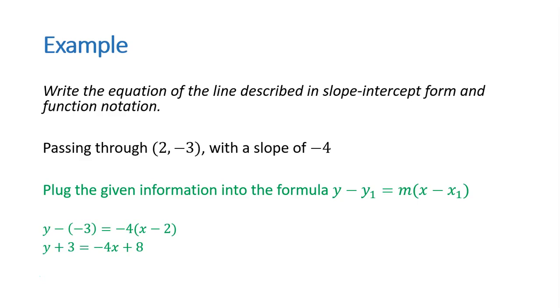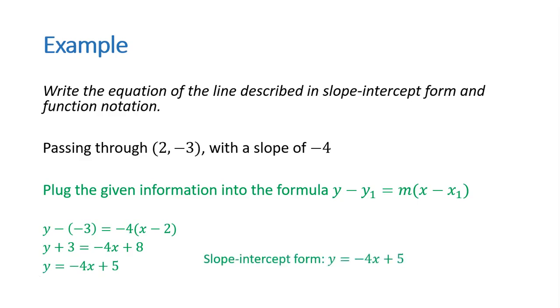So we have y plus 3 is equal to -4x, and then -4 times -2 becomes a +8. Now I can get y by itself in one more step. I need to move that +3 over. So I subtract 3, and I get y is equal to -4x plus 5. This is our slope-intercept form.